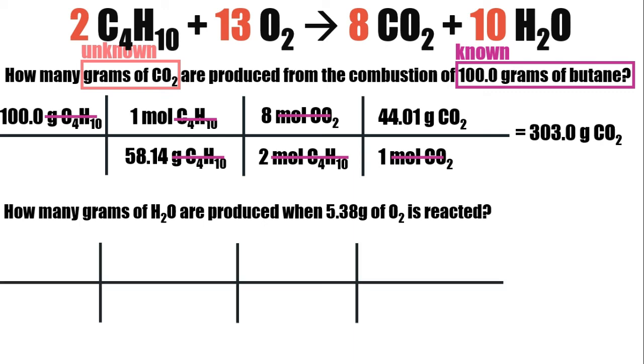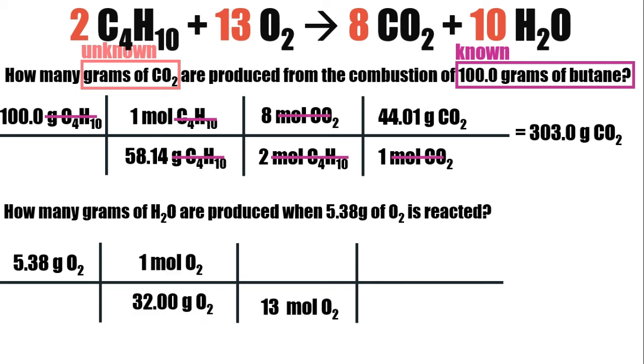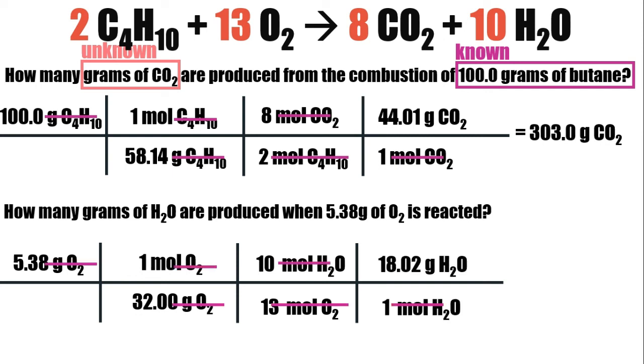Same procedure, draw the table, boom. Then write the given, 5.38 grams. Use the molar mass, cancel. Use the mole ratio, 13 in the bottom, 10 in the top. Where did I get this? From the balanced chemical equation. And make use of the molar mass. Then cancel all the same units. We will have 2.33 grams of H2O.